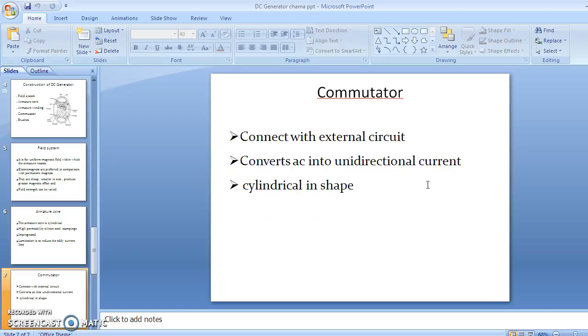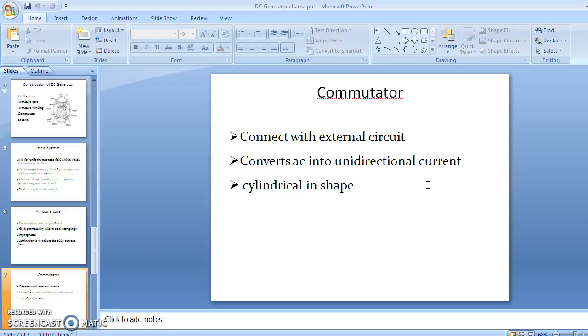And the last part is the commutator. This generator converts mechanical energy into electrical energy, and this electrical energy will be in the form of AC, that is, alternating current. But for a DC generator we require DC current. So we must convert this AC into DC, that is, alternating electrical energy into direct electrical energy. For this conversion a device is required, and here the commutator serves this purpose.